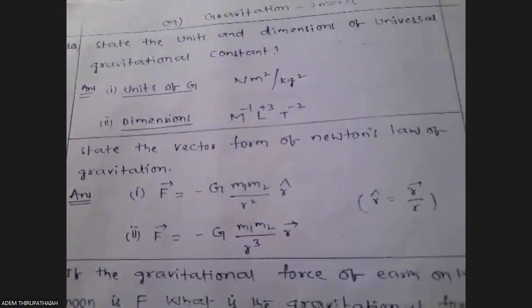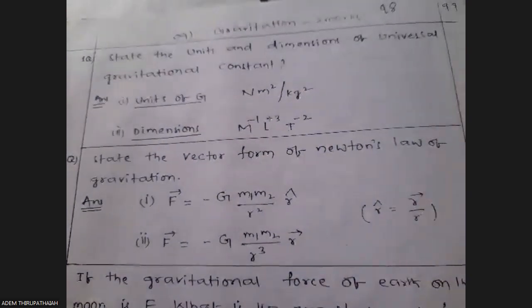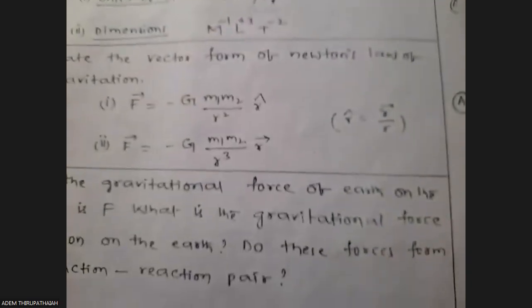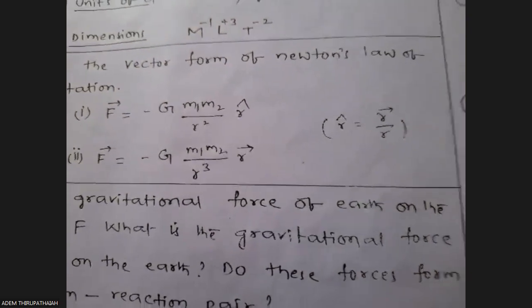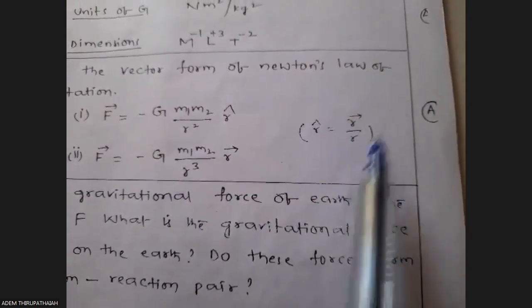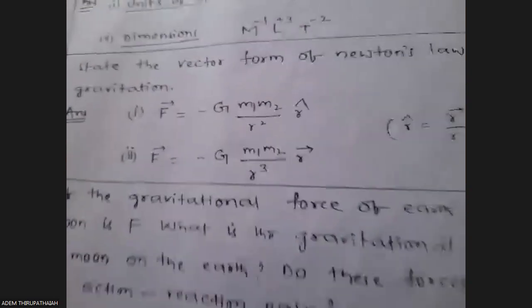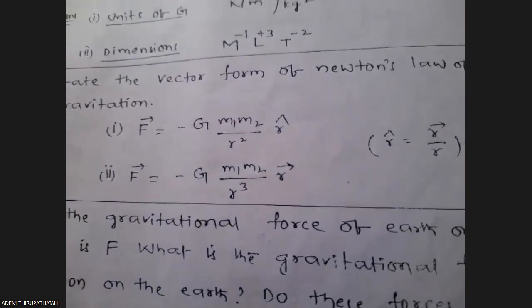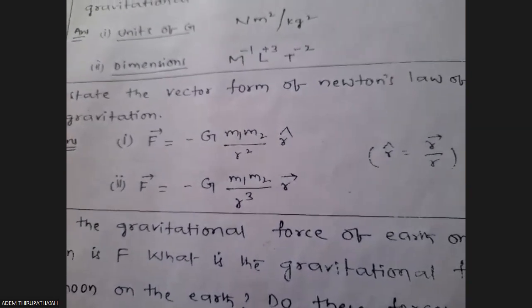Next question. State the vector form of Newton's law of gravitation. Same formula as here, but you can write it in vector notation. The unit vector is nothing but r bar by mod r. F bar is equal to minus G M1 M2 by R square, times the unit vector r cap.